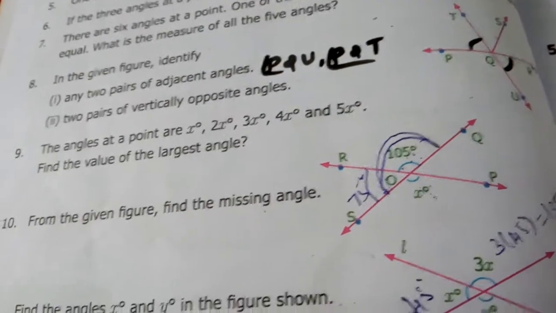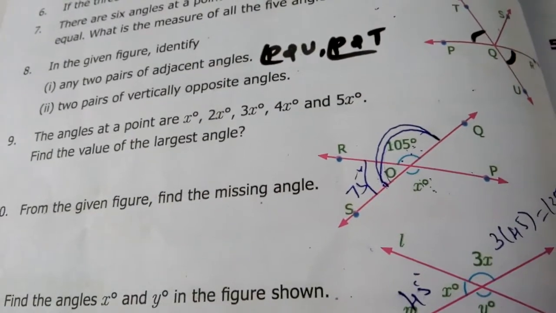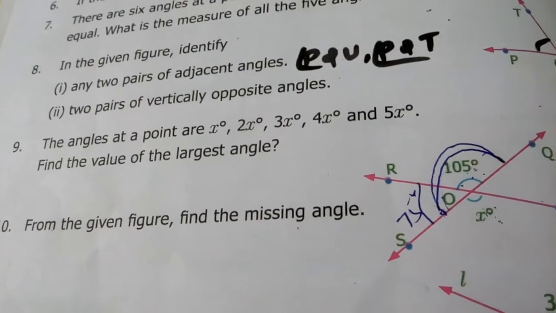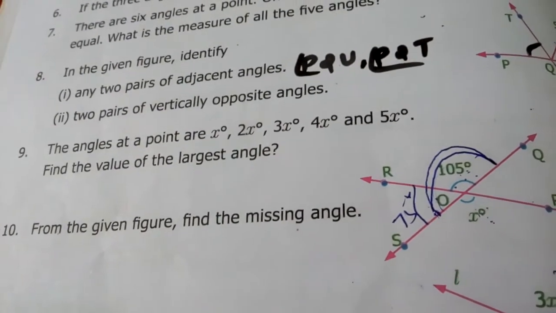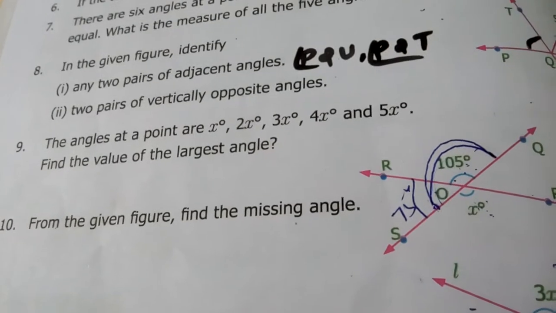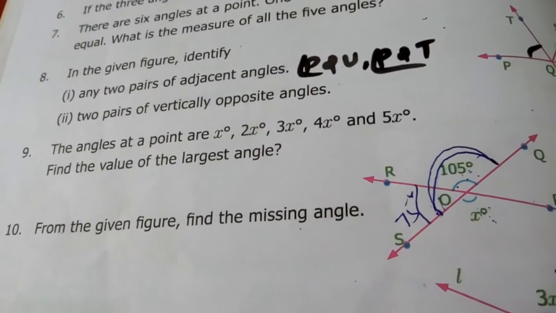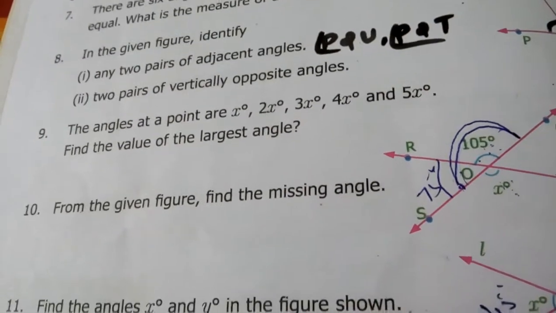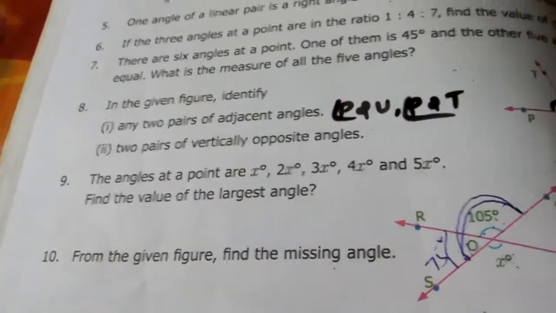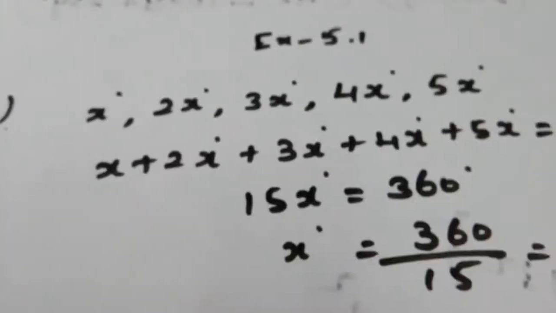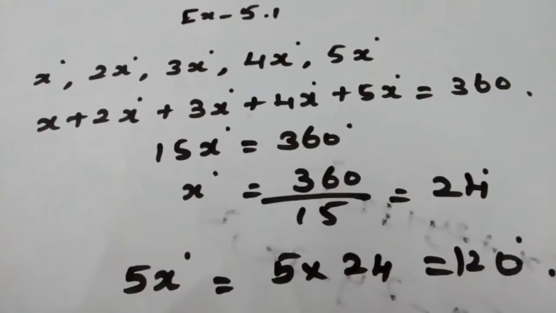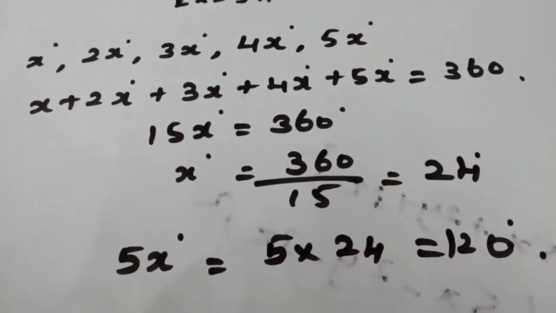Now the next question is: the angles at a point are x degree, 2x degree, 3x degree, 4x degree and 5x degree. Find the value of the largest angle. Already I told you that if they ask to find the angles at a point, then we have to add them and equate to 360 degree. I'll show you how to do the sum. Just add all the values together, then equate with 360 degree.